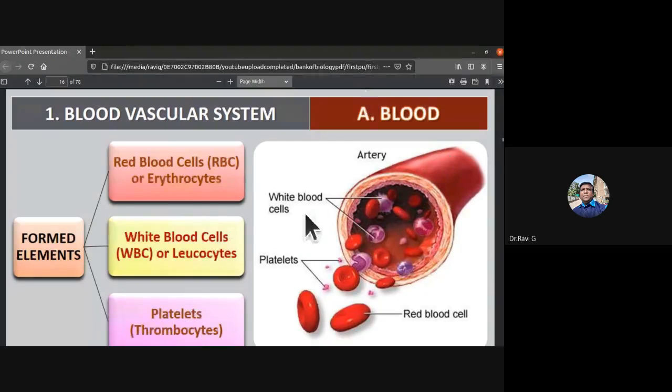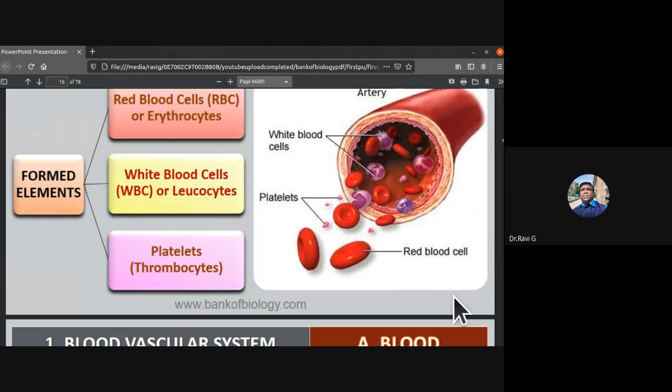Even the platelets are pinched fragments of megakaryocytes of bone marrow cells. Even they do not have a nucleus. Only the WBC, the white blood cells, which we also call leukocytes, will have the nucleus. So: red blood cells or red blood corpuscles or erythrocytes; white blood cells, WBC or white blood corpuscles or leukocytes; and blood platelets, which we also call thrombocytes.